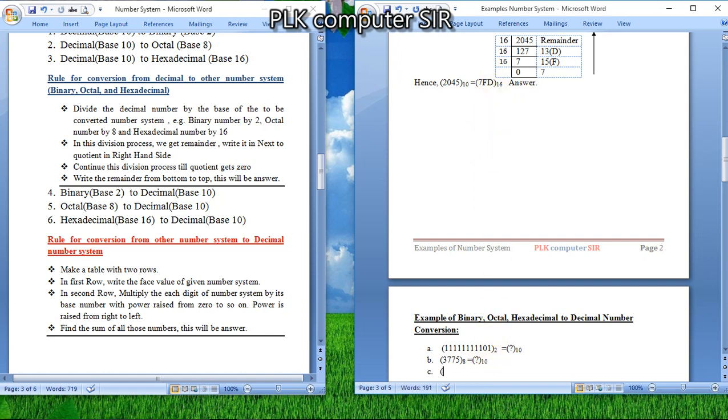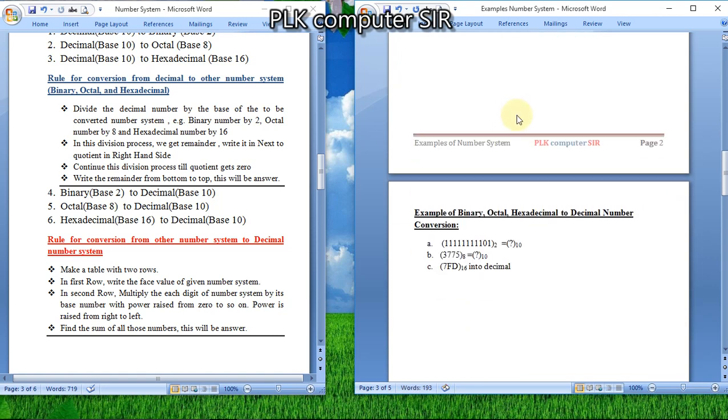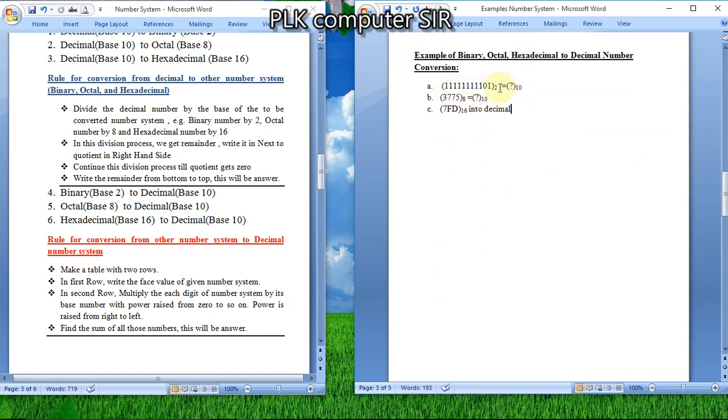Remember the base also, so 7FD base 16, and we have to convert it into decimal. Sometimes the question can be like this also. Remember, the question can be anything, it can be in language form also: convert this hexadecimal number to a decimal number, or base 10. So remember the base also, that's why I am reminding you time and again.